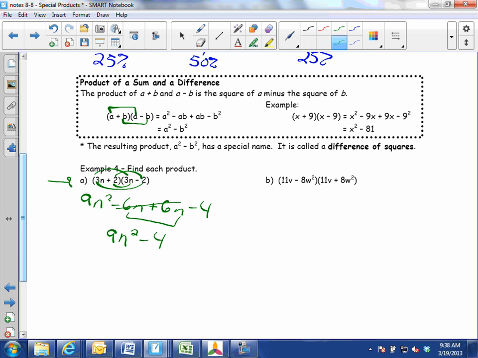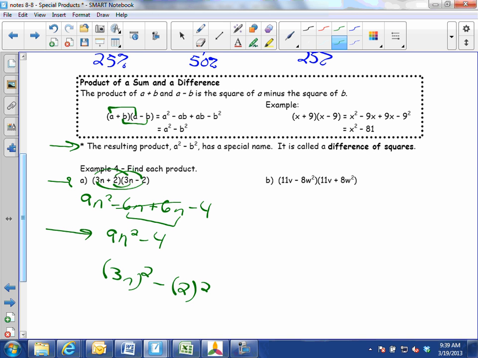This is our pattern. When I have a plus and a minus, and all the numbers are exactly the same, the middle terms are always going to cancel. Always. So all you have to do is square the first term, square the last term. And then it says the resulting product, so our answer, is called the difference of squares. This would be the difference of squares because 9n squared is a perfect square, because 3n squared gets us 9n squared, and I know what squared gets us 4: 2. So both numbers are always going to be perfect squares.